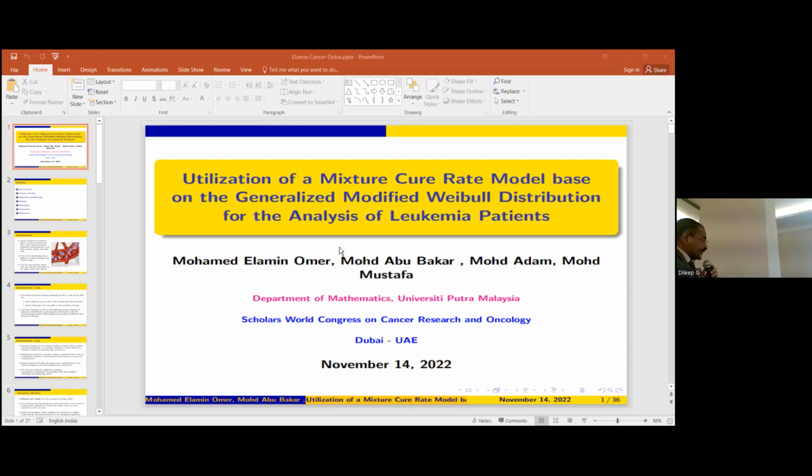So this is the model, the generalized modified Weibull distribution that we use. Equation one here shows the function. I use F star GMW for this generalized modified Weibull distribution. This is the mathematical equation.